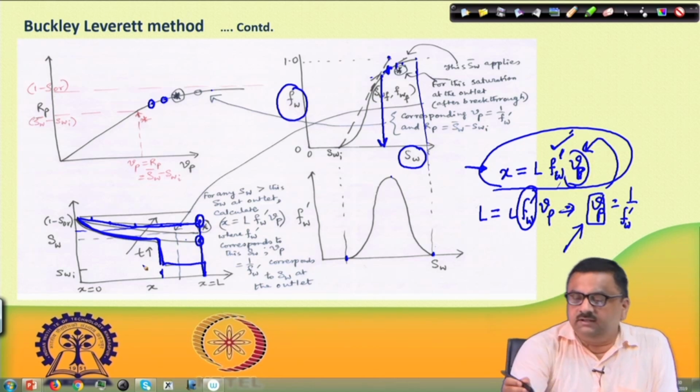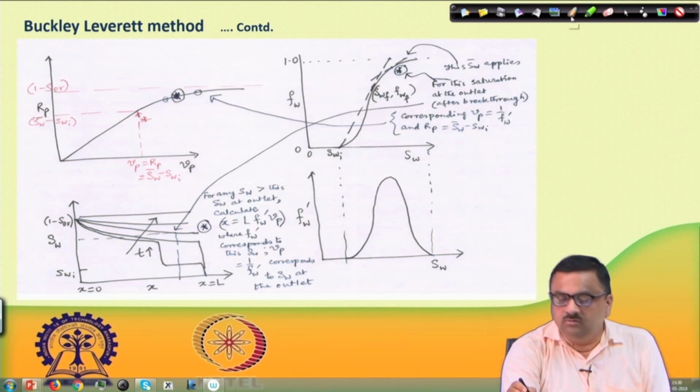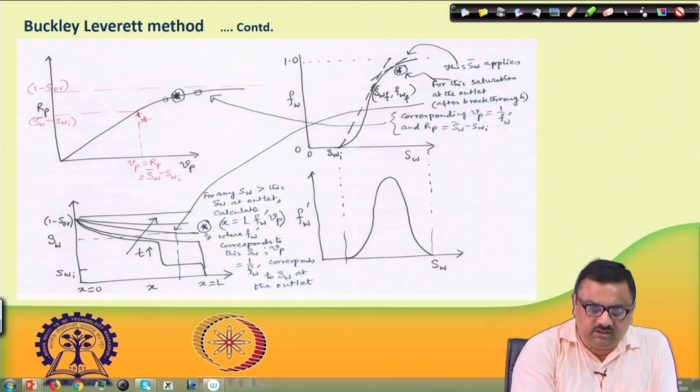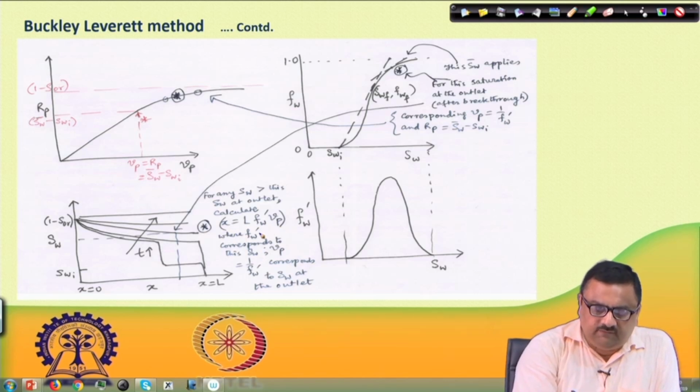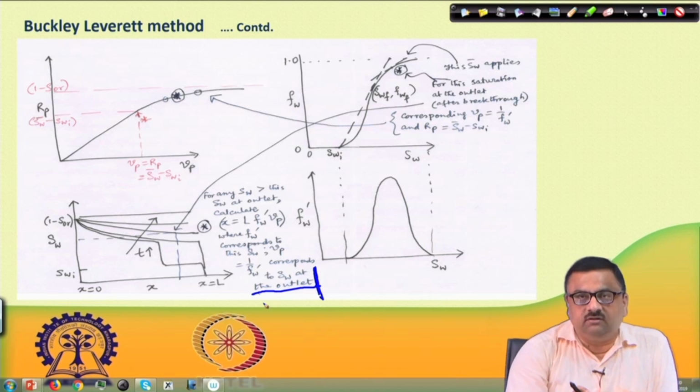So, what is written here is, for any SW greater than this SW at outlet, this SW we are referring to here, calculate x equal to L F w prime V p, where F w prime corresponds to SW, and V p is equal to 1 by F w prime corresponding to SW at the outlet. So, this is something which I mentioned just now. So, this is overall the Buckley-Leverett formulation.